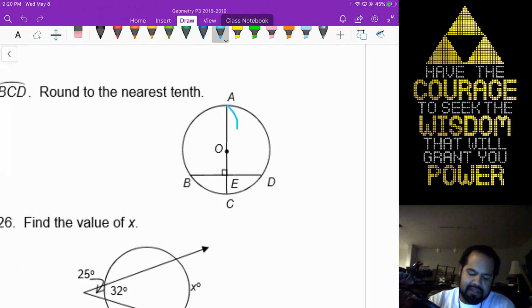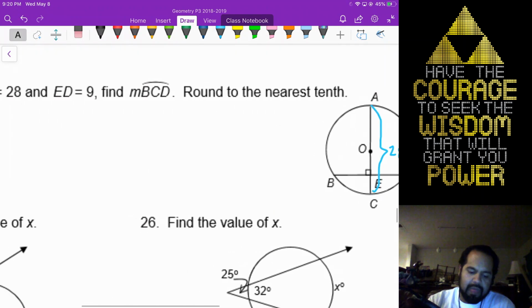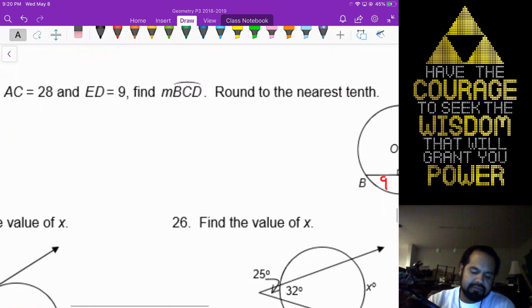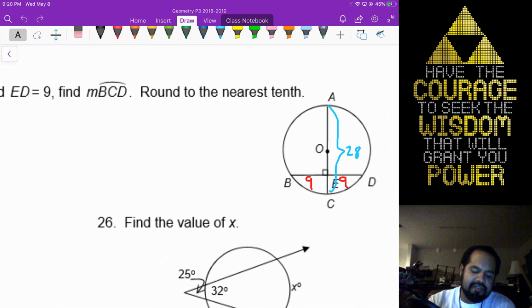Okay, AC is 28. So this entire thing here, 28. ED is 9. So here's 9. We could say this side is also 9. Find the measure of BCD.